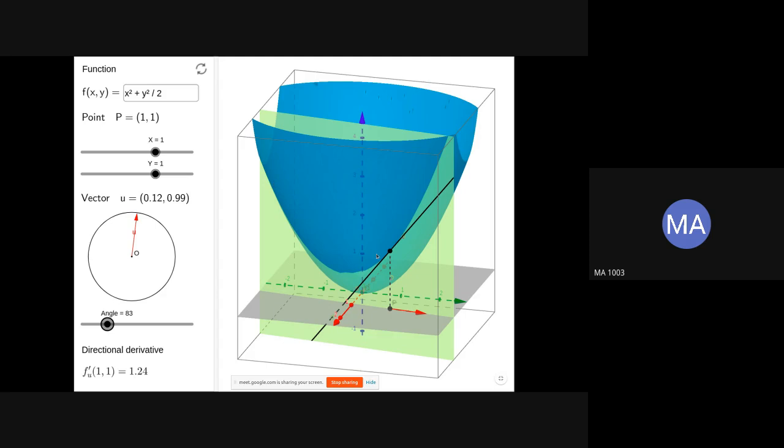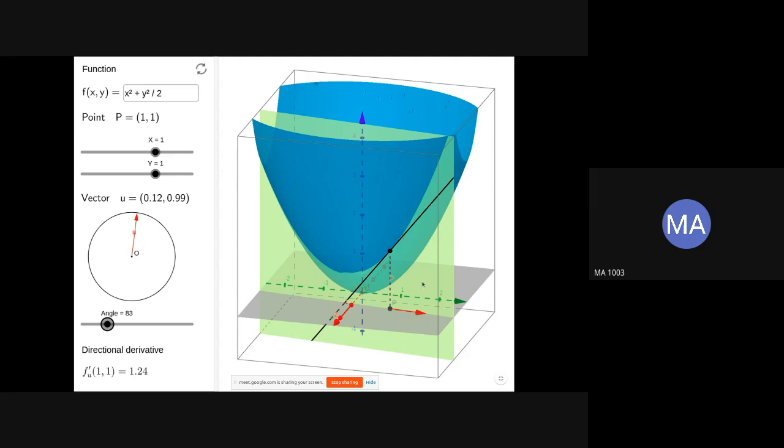Correct? So this point is basically 1, comma 1, comma 1. And this point on the xy plane is 1, comma 1. And at this 1, comma 1, if I take the unit vector in that direction, I can draw this plane which intersects the surface. And at the point where it is intersecting the surface, that is the point 1, comma 1, comma 1 for this particular point. And along that plane, I can draw a tangent.